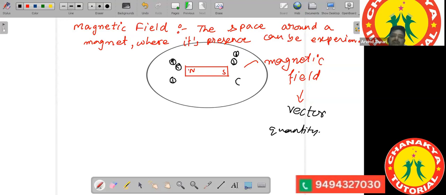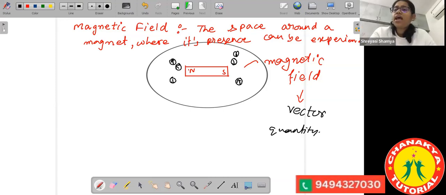So if you place the compass needle near the south, it shows its deflection along this direction. Now we see that the magnetic field is a vector quantity, right? Understood, everyone?